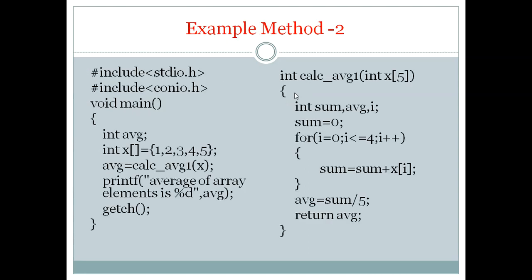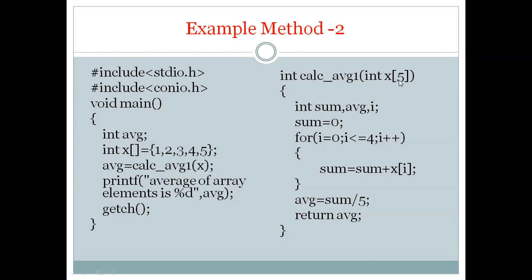So let's see an example of this. Again, the same example, we have an array x that has initial values 1 to 5. We are calling the calculate average function by passing x as an argument. We are not passing the size here. Why? Because we are using the size itself with the array. So a complete array is being passed here with its size.